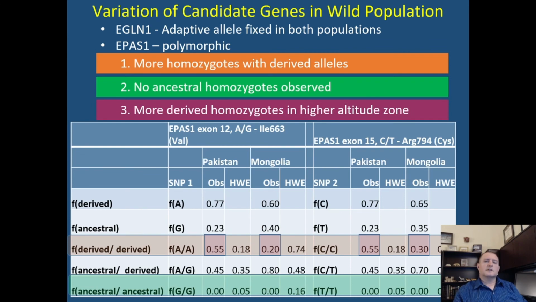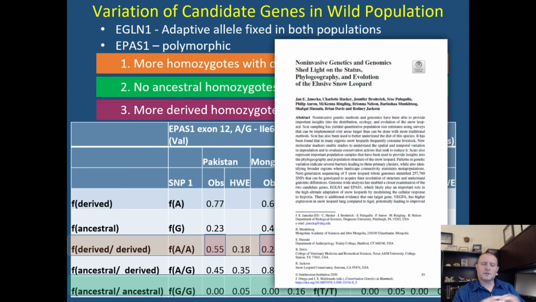And finally, there were actually more derived homozygotes in the higher altitude region in Pakistan than in Mongolia, right? And so again, this is consistent with the fact that it is an adaptive beneficial allele at high altitude. Now, because there's still polymorphism, there's potential that the polymorphism allows snow leopards to occur in a lot of different elevational zones because they seem to still have the low altitude version and the high altitude version. And so we described some of this preliminary work in the recent book chapter that has come out this year.